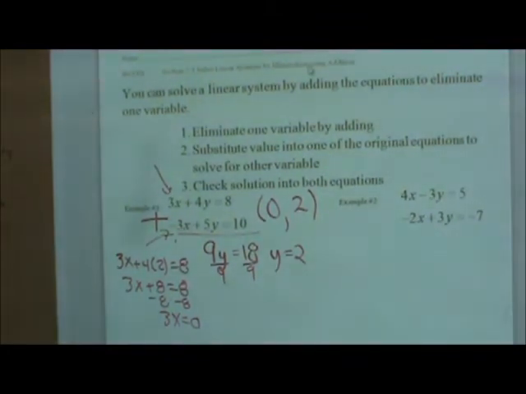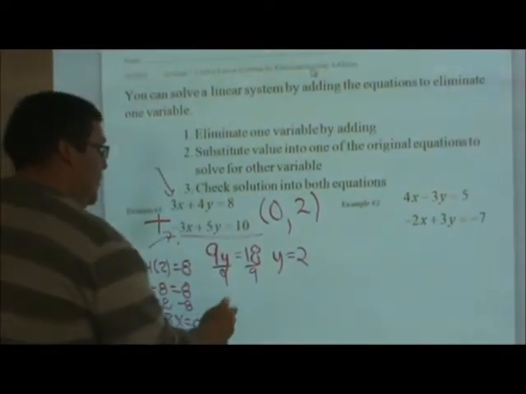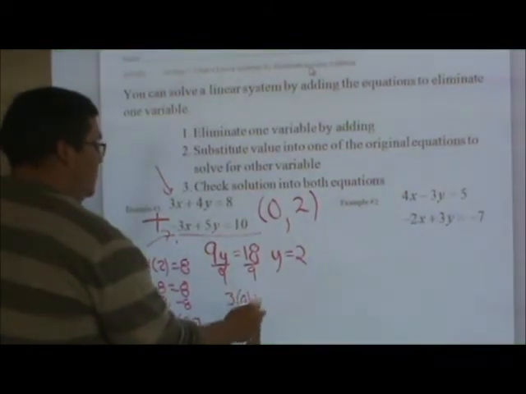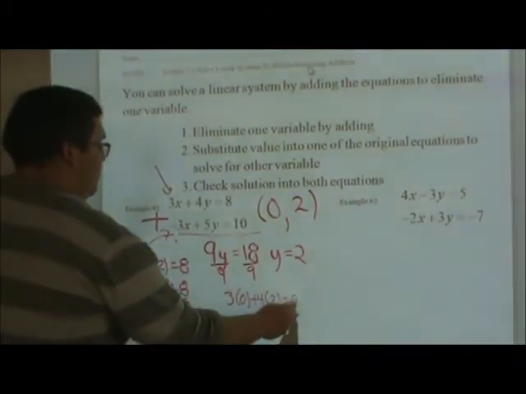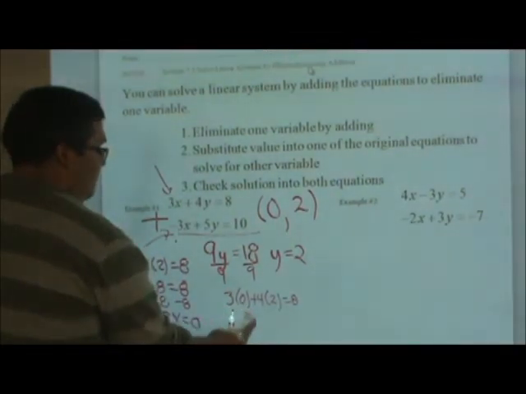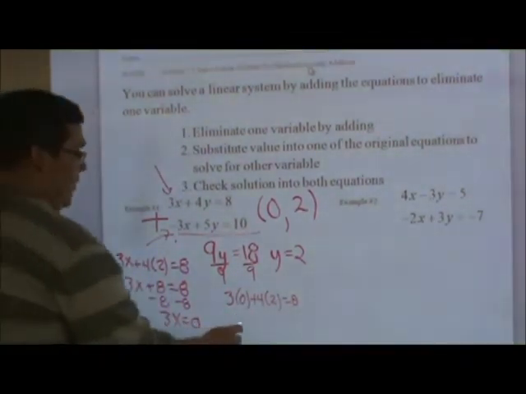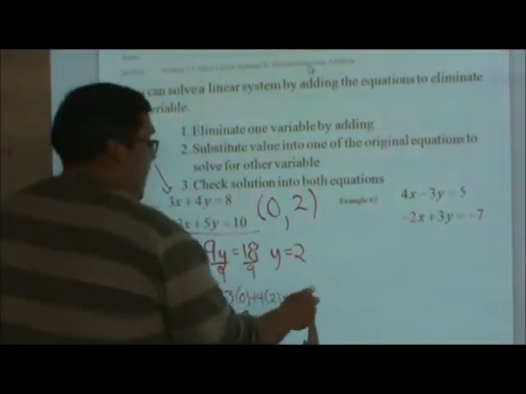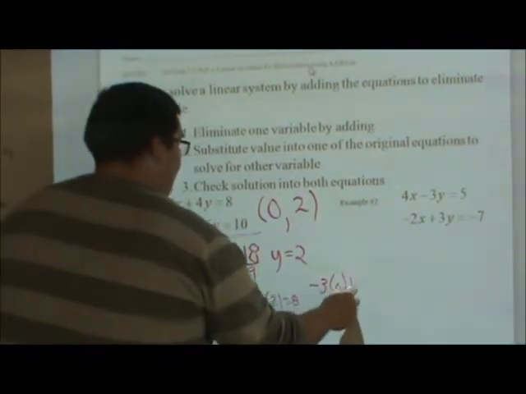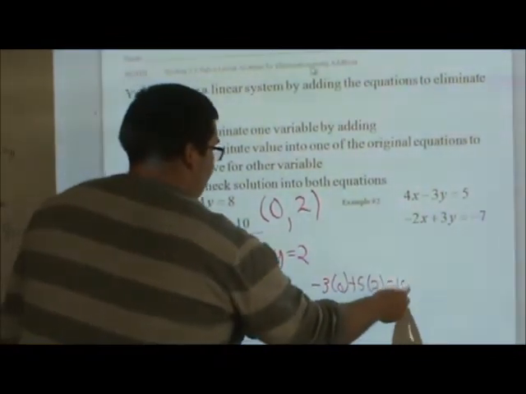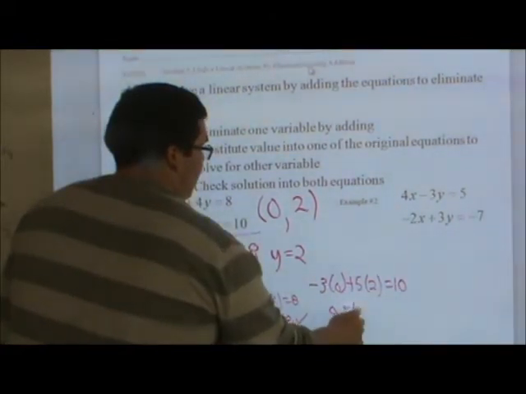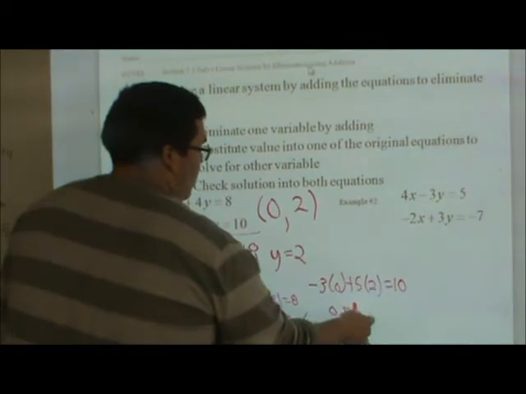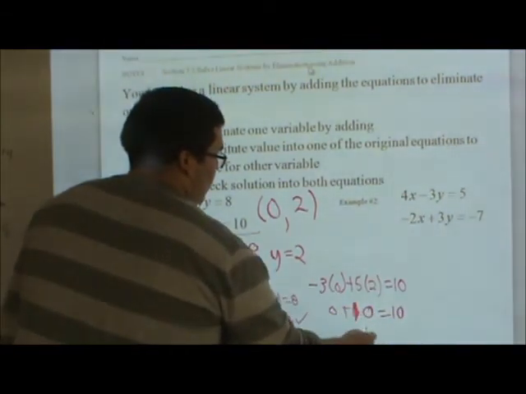And now, finally, just like we did yesterday for solving by graphing and substitution, we're going to check. Check it in both originals. So 0 plus 8, that does equal 8. And then check in your second. You got to make sure you check them both. Zero plus 10. Sure enough.